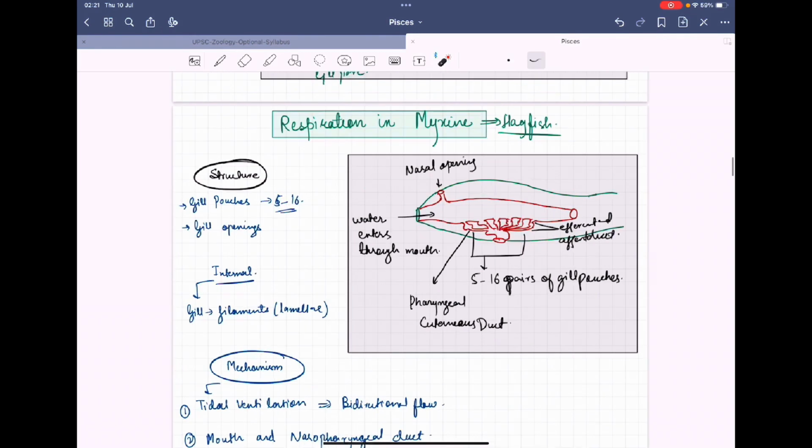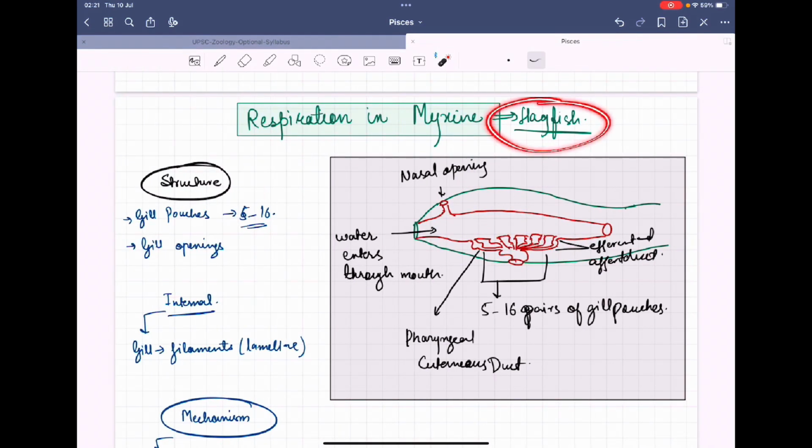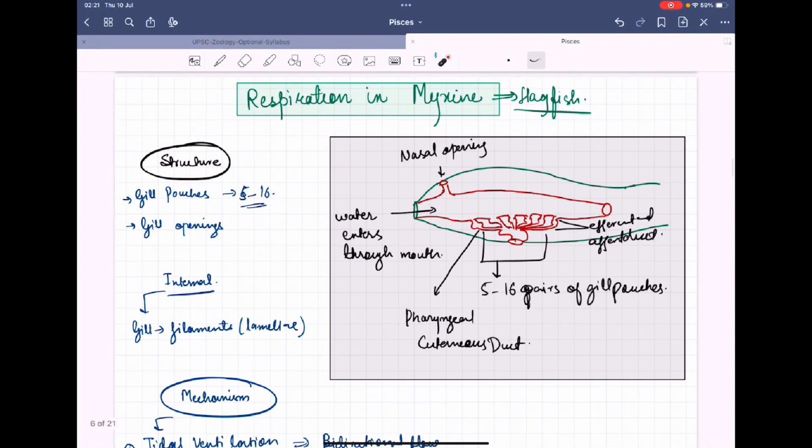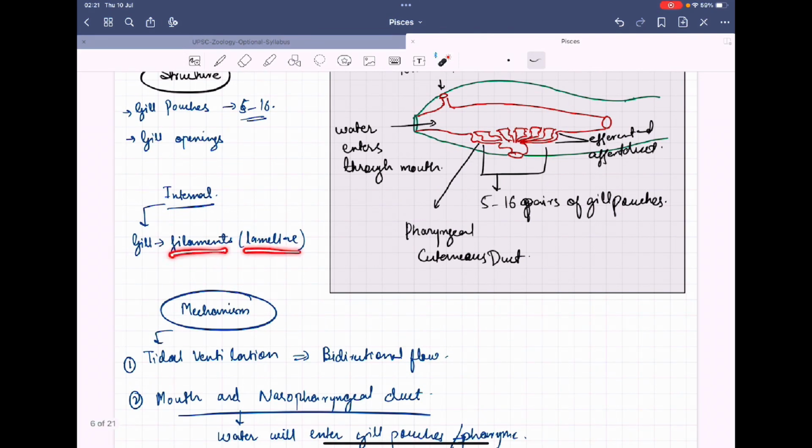Now we'll discuss the respiration in the Myxine or the hagfish. Here you will observe that there is this mouth from where the water will enter, and there is also a nasal opening, and this is the pharyngeal portion. There are efferent and afferent ducts attached to the gill pouches. There are 5 to 16 gill pouches and a common opening. The pharyngeal cutaneous ducts are present. There are gill openings, and internally the gills contain filaments or lamellae.